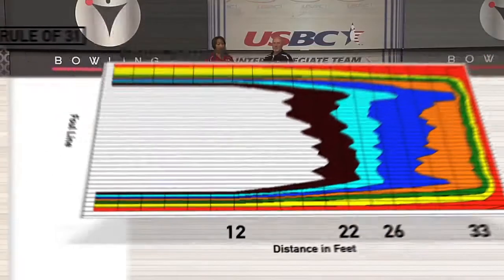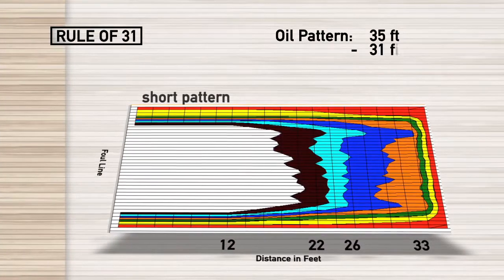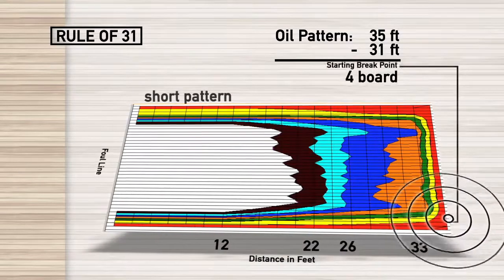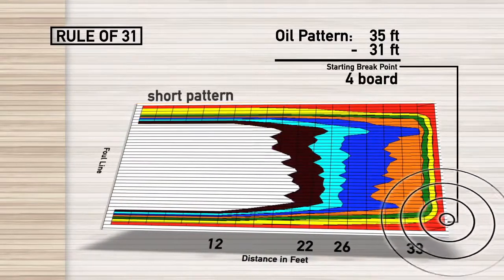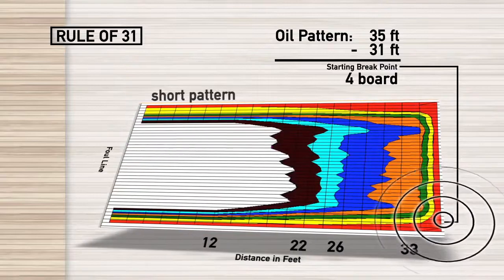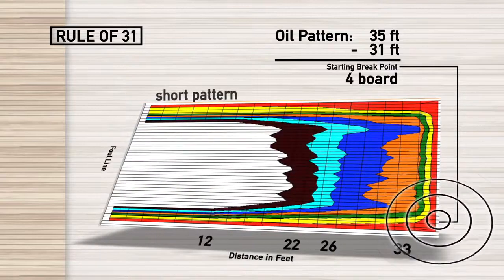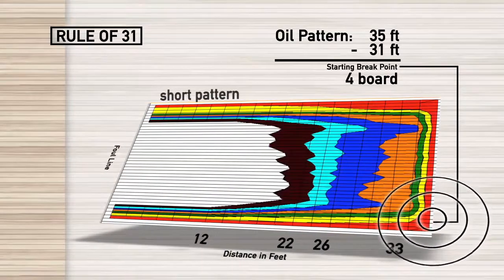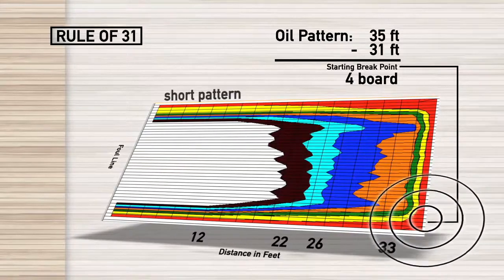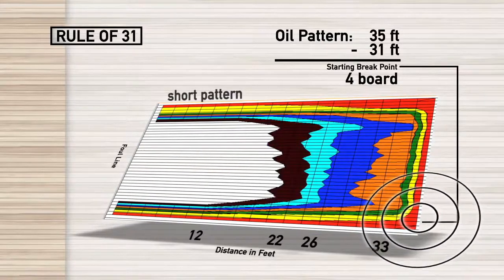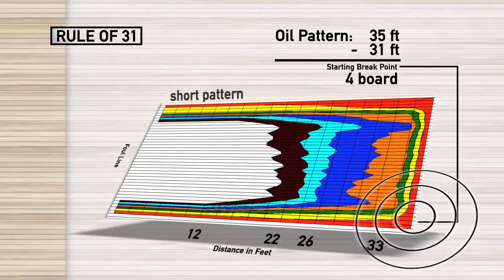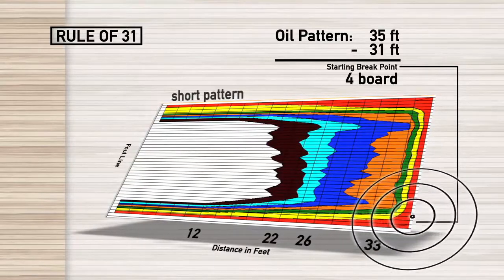If we have, let's say, a 35-foot pattern, we subtract 31 from that distance, and it tells us right around where we want to have our break point. There's a rule in tournaments called the rule of 31. Subtract 31 from the distance of the oil pattern. It gives us an area where we want the ball to be when it comes out of the oil pattern, sometimes referred to as the break point.